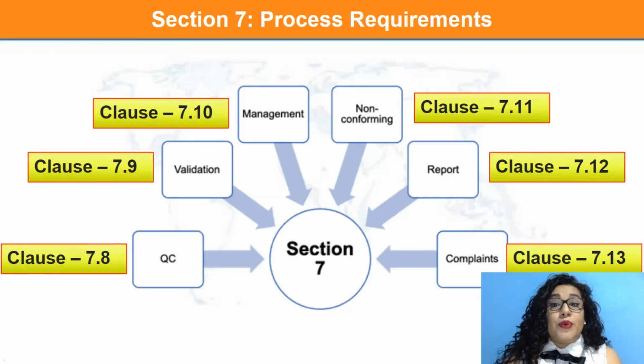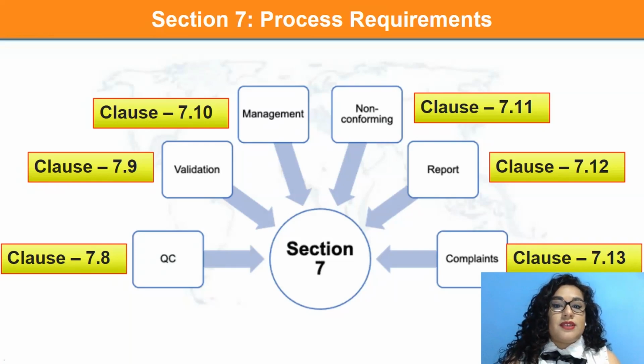Also, report requirements. The biobank shall provide a report. It must include the required information as agreed with the recipient. So, for any other way to report your results, this is the requirement that you should take into account. And last is the complaint. This is about establishing, documenting, and implementing procedures to receive, evaluate, and make decisions on complaints.